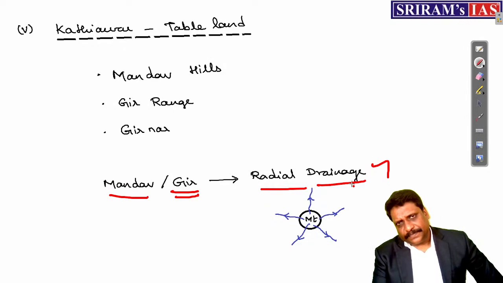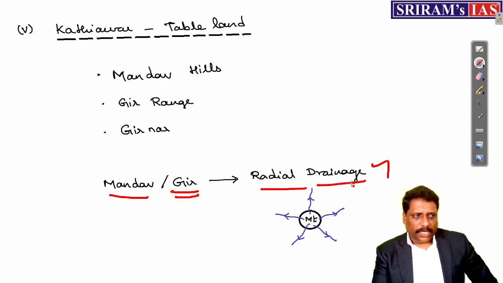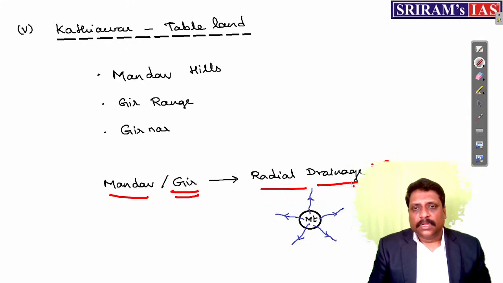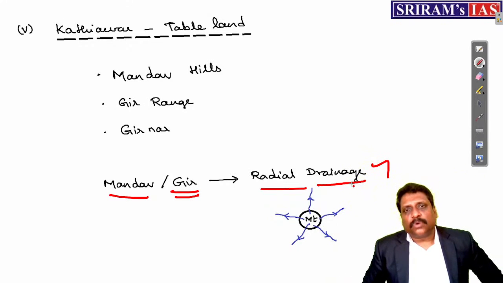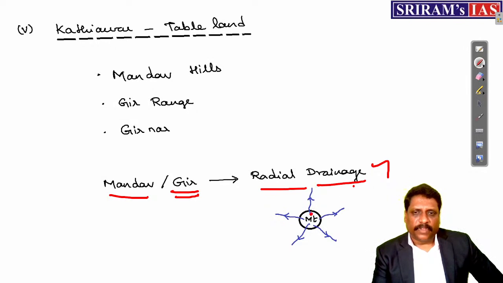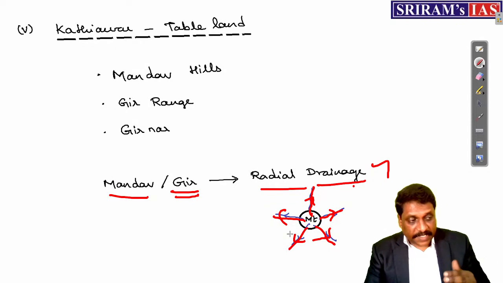Radial drainage. See, what is a water divide? Somewhere I understood. When a mountain separates two sets of rivers flowing in two different directions, I call it what? Water divide. Then what is a radial drainage? Simple. A place, from a mountain or a plateau, from where I have too many rivers flowing in too many directions, you call it what? Radial drainage. It is an example of a centrifugal flow.